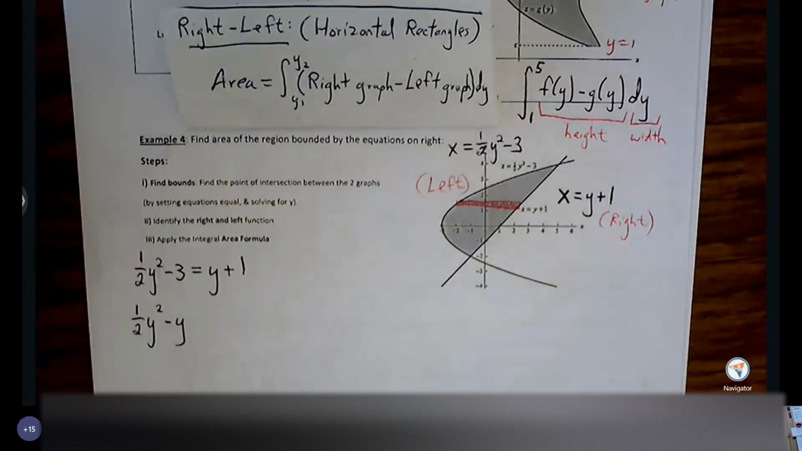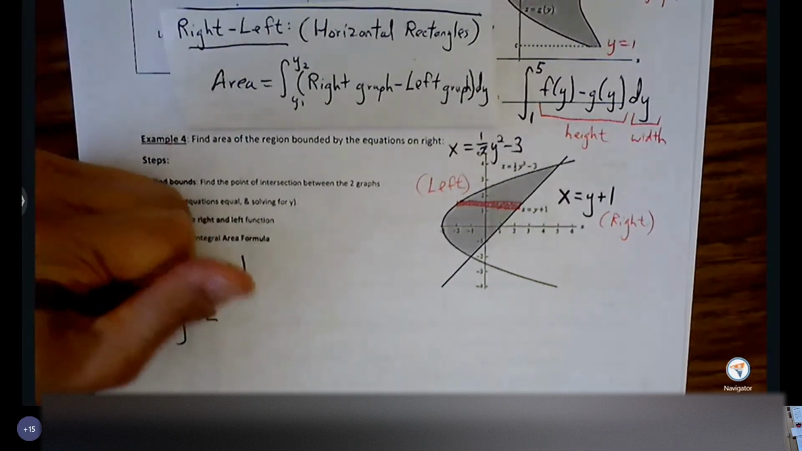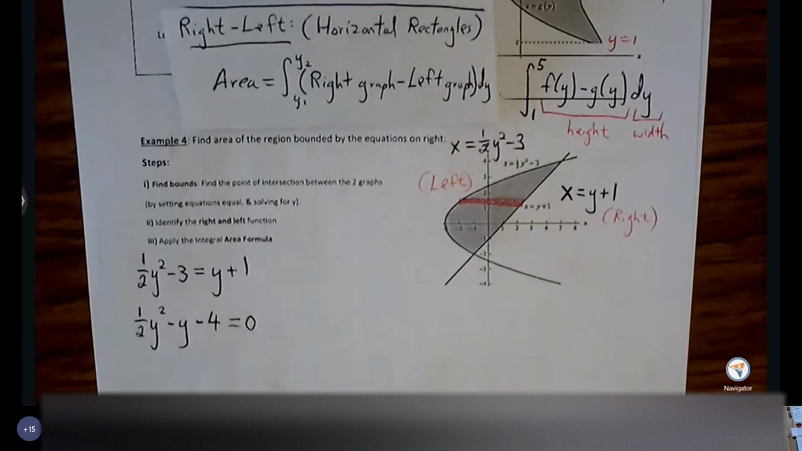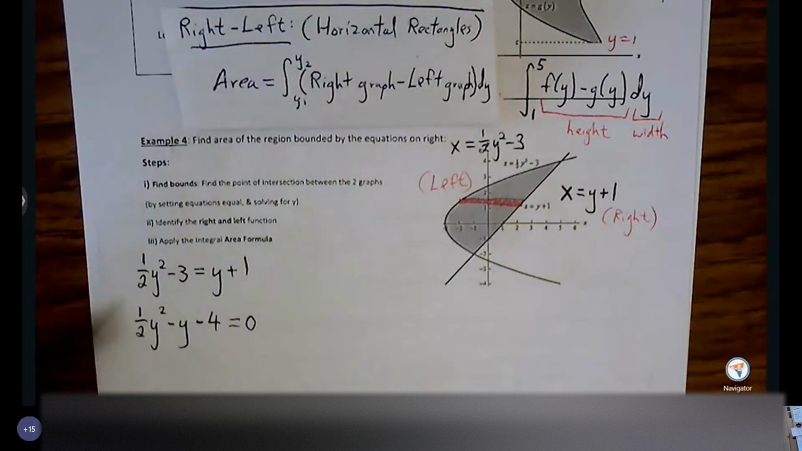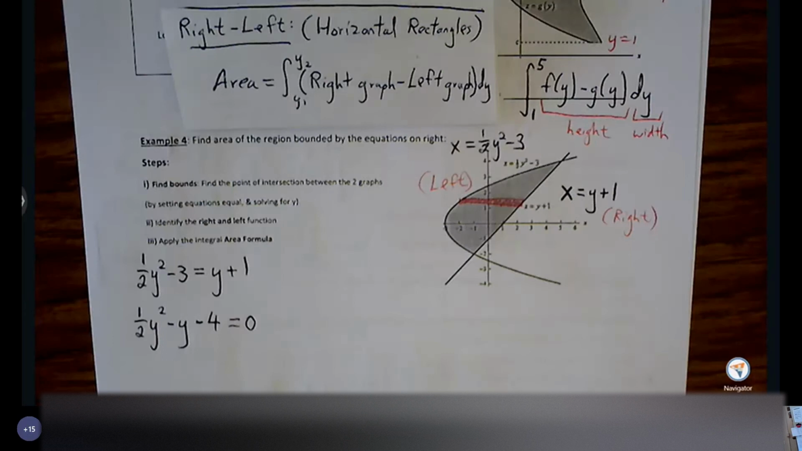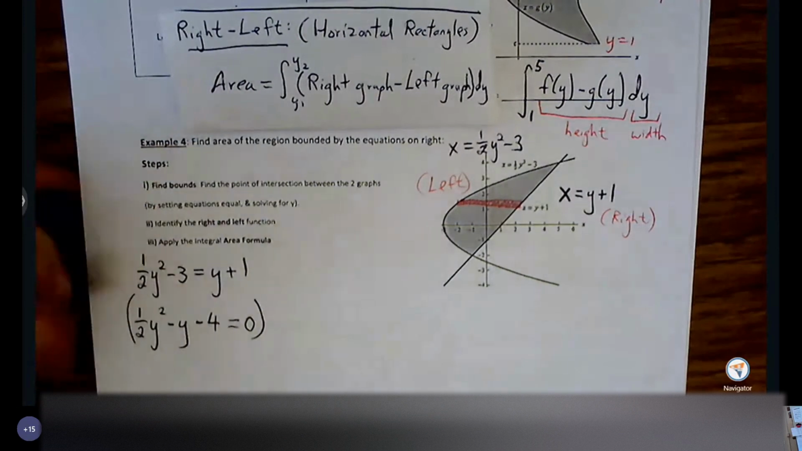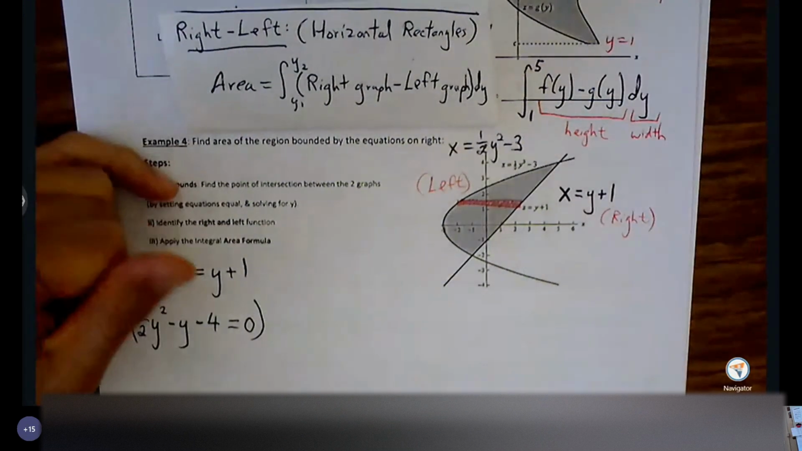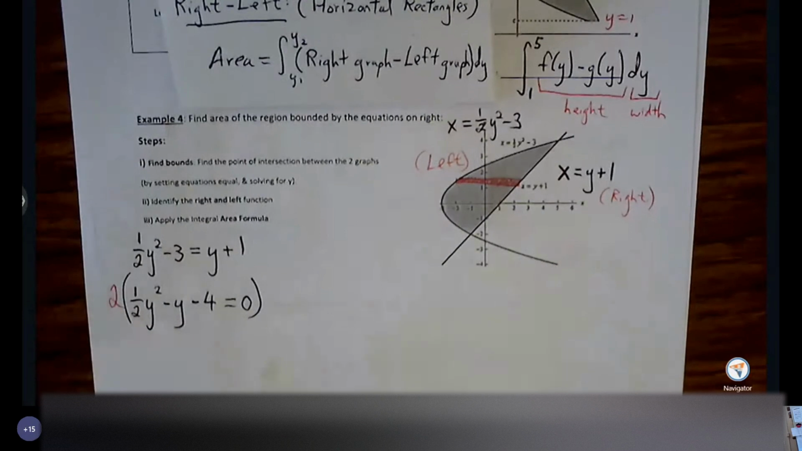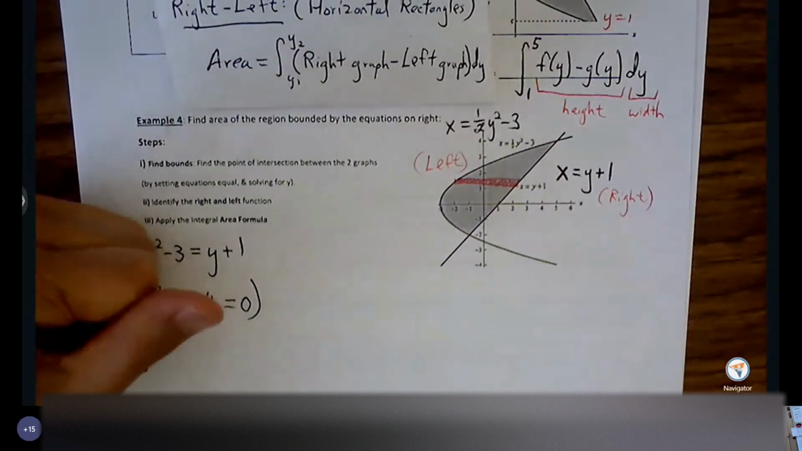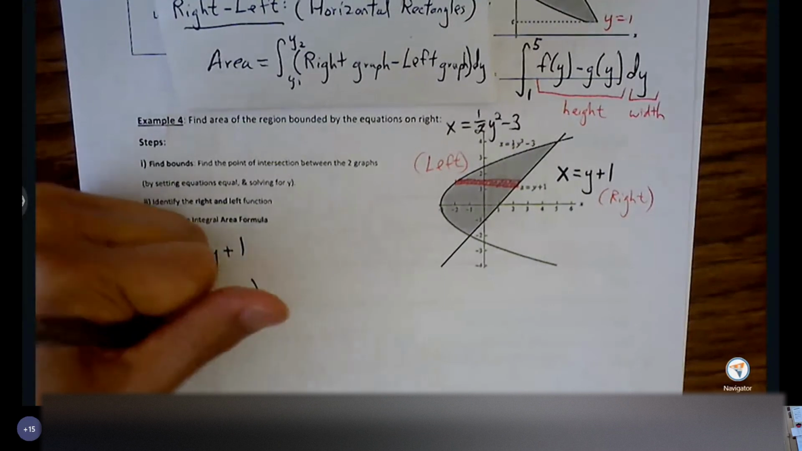Minus y. Combine like terms: -3 minus 1 is -4. I want to factor, but I don't want to deal with that 1/2. So if I strategically multiply everything through by 2, I can balance out my equation. I can multiply everything through by 2, which will get rid of that fraction, but I'm balancing it on both sides of the equation. So I get y squared minus 2y minus 8 equals 0.